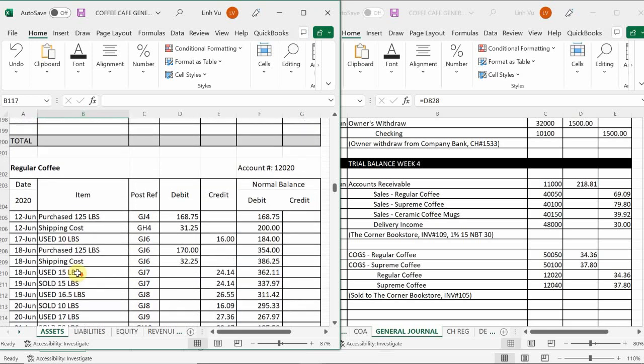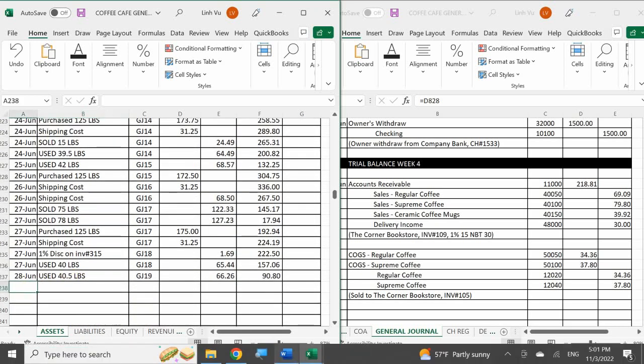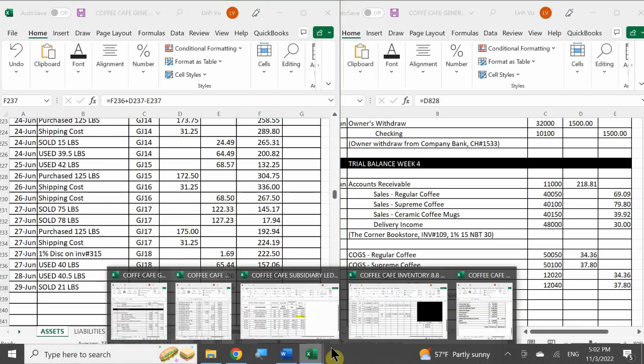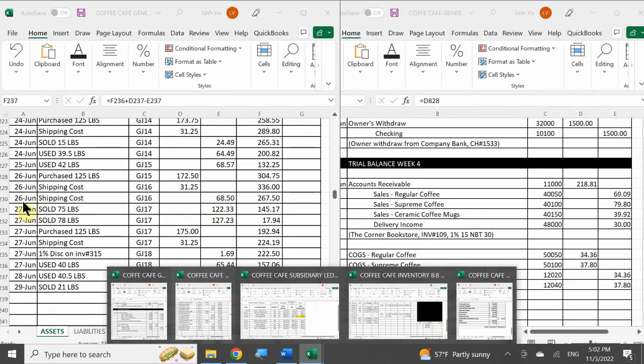So here's the regular coffee. We sold 21 pounds for $34.36, which gave us a total of $56.44. So does that match your inventory worksheet? Yes, it does. $56.44.